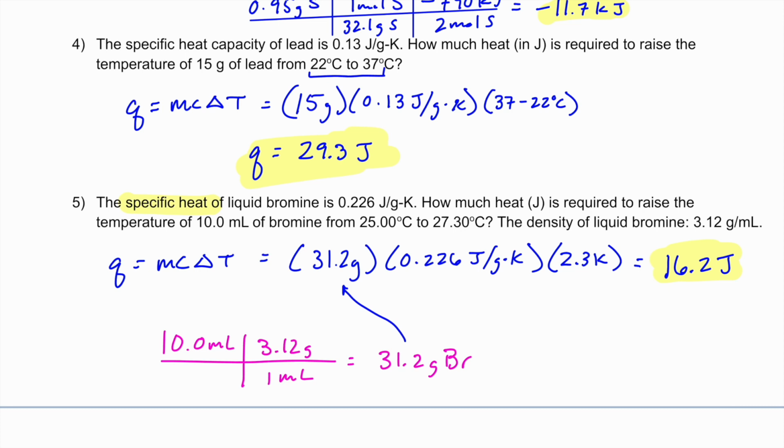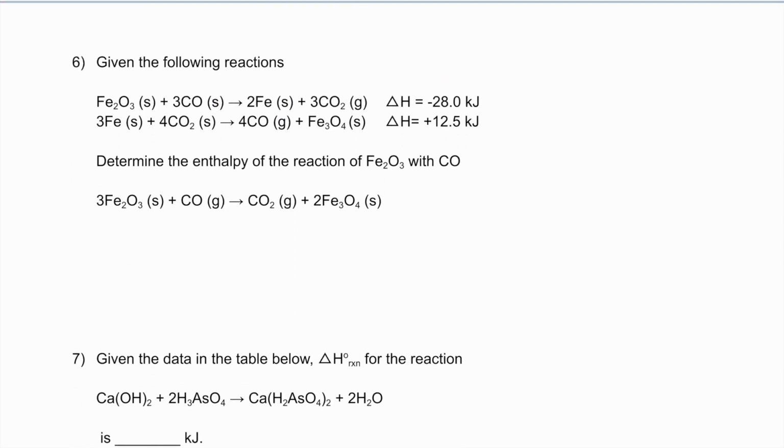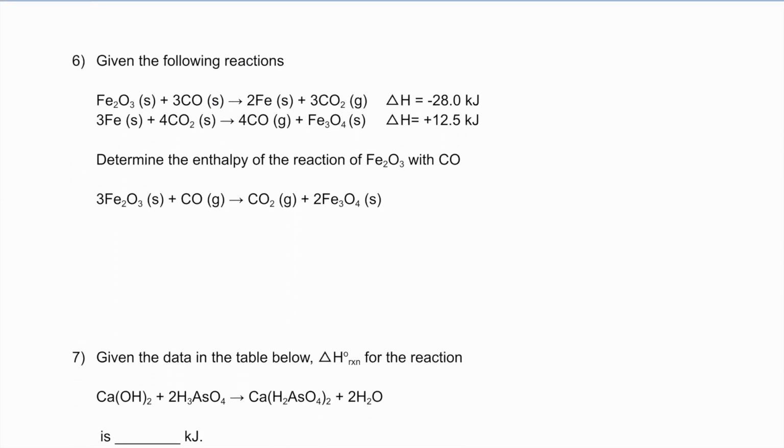All right, so I hope that makes sense. A little twist, not a big deal, but a little bit of a twist. All right, let's take a look at the next one, number 6. So given the following reactions, and I have 2 of them here, and I have some enthalpy values, determine the enthalpy value of the formation of Fe2O3 with CO. I think I said formation. Determine the enthalpy of the reaction, not the formation.